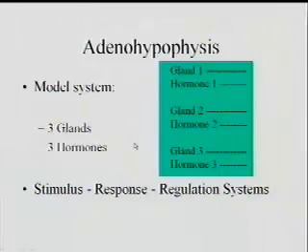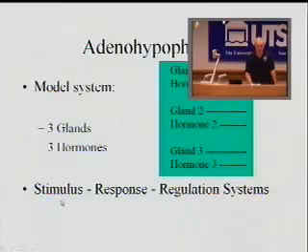Now let's continue on with our discussion of the adenohypophysis, describing the model system, which is a 3-gland, 3-hormone model system. So we're going to be talking about gland 1, hormone 1, gland 2, hormone 2, gland 3, hormone 3, and as well, in that context, we will describe the different anterior pituitary neuroendocrine axes with reference to the stimulus or stimuli, response, and regulation systems.